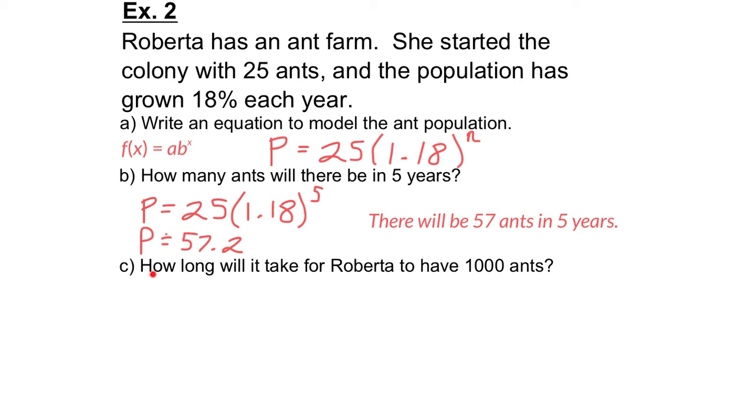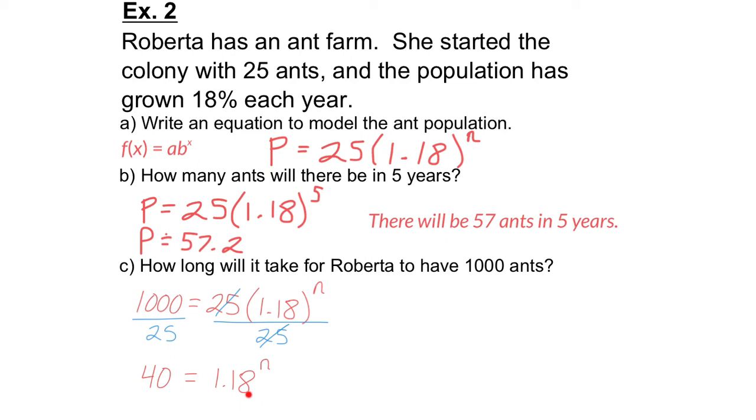Okay, next question. How long will it take for Roberta to have 1,000 ants? So this time, I know the population is 1,000, so P is 1,000. How long will it take? I don't know what n is. So this time I need to solve for n. Okay, so I've got an equation. Let's divide both sides by 25 to simplify. And I end up with 40 equals 1.18 to the exponent n.